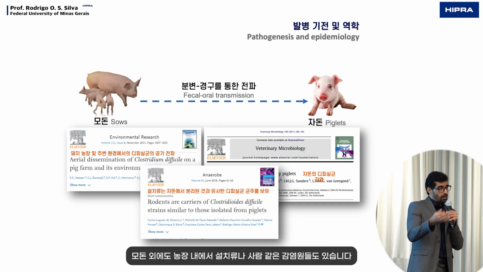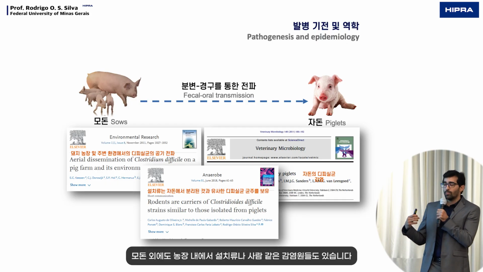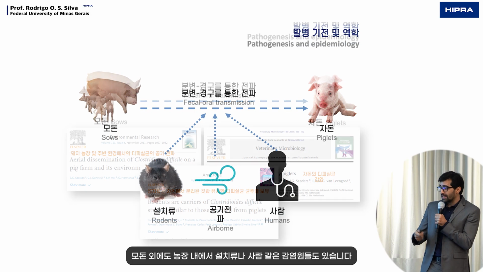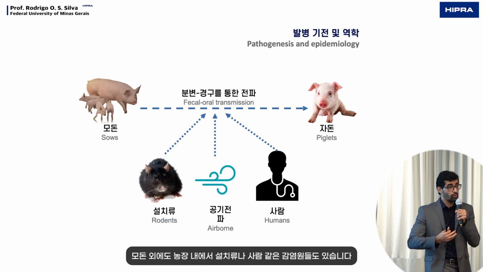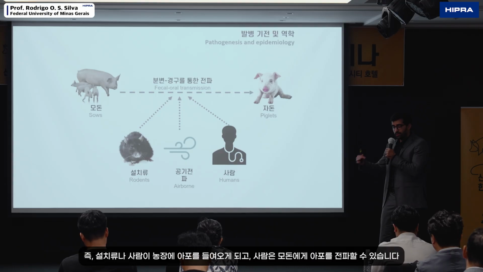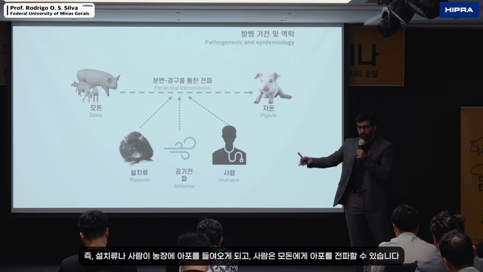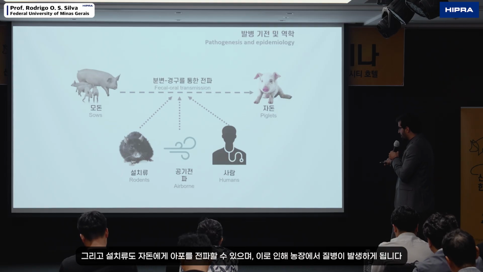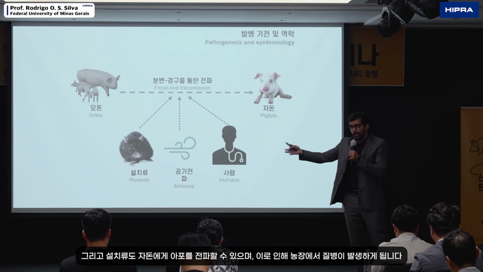In addition to sows, we know some other sources of Clostridium difficile spores for piglets. Rodents and even humans can be a source of spores to a farm. So even rodents or humans can introduce spores in a farm, and because of that, sows can shed spores, because humans transmitted the spores to the sows, and then rodents can transmit spores to piglets, and then you have the disease installed in your farm.